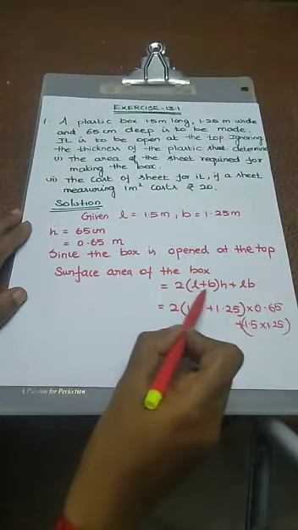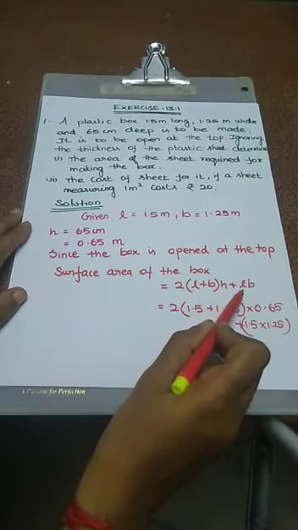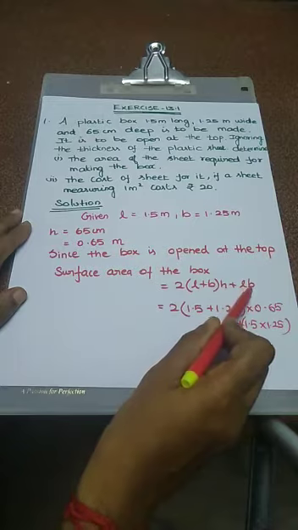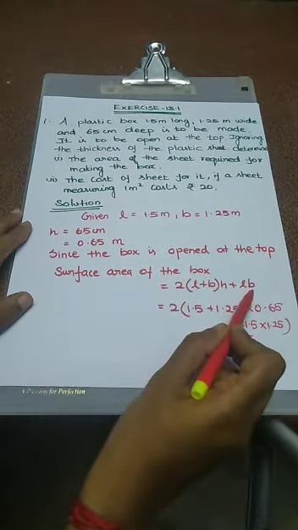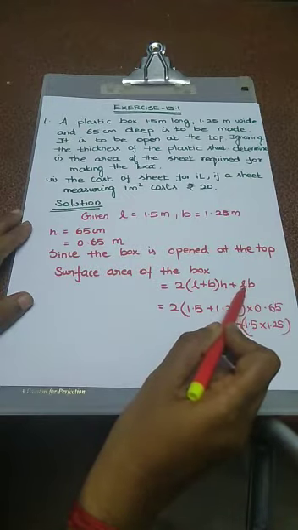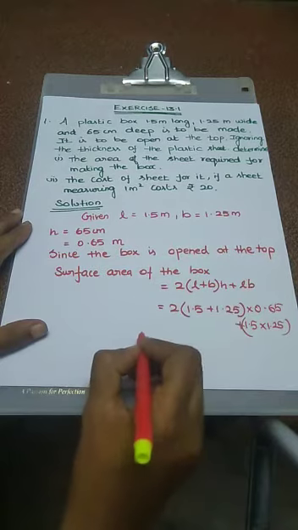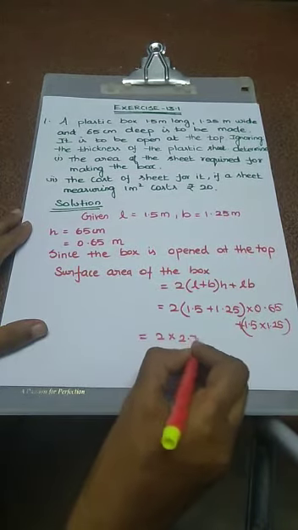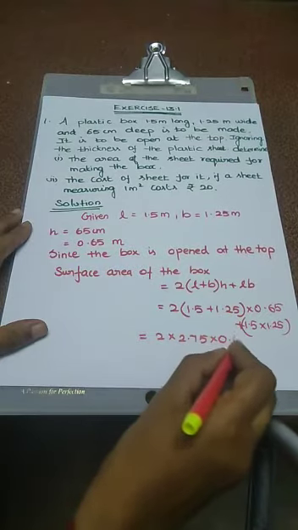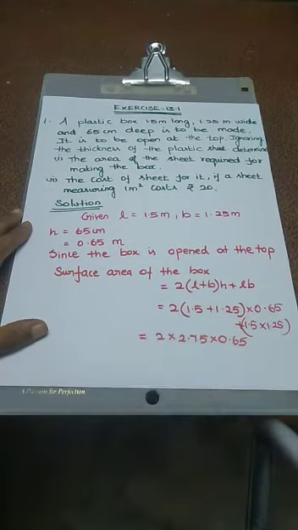The formula is 2(L + B)H, but the box's base value also we have to take, that is length into breadth. Because it is a cuboid shape box, and the base is a rectangle, so we have to take L into B value. Just multiply the values. 2 into 2.75 into 0.65. That is the first value. Next 1.5 into 1.25.